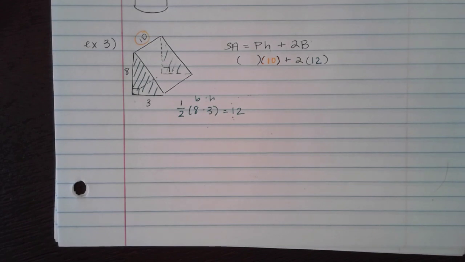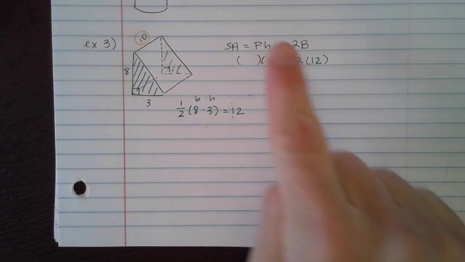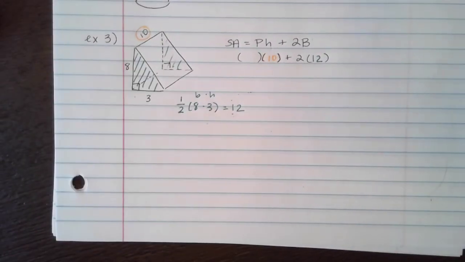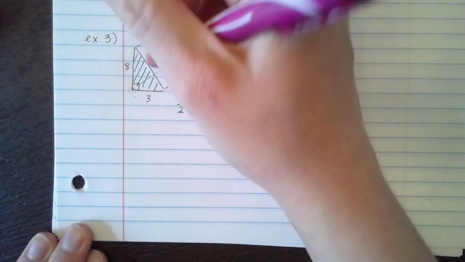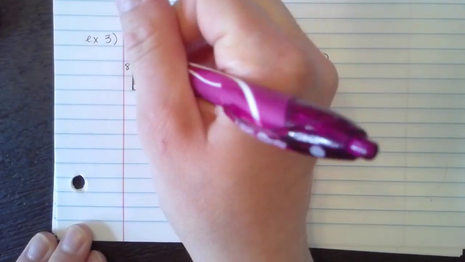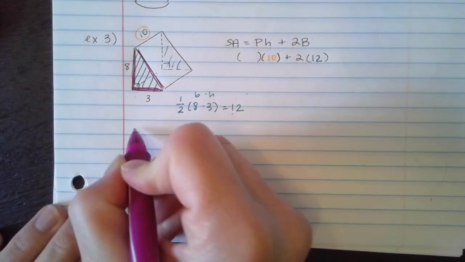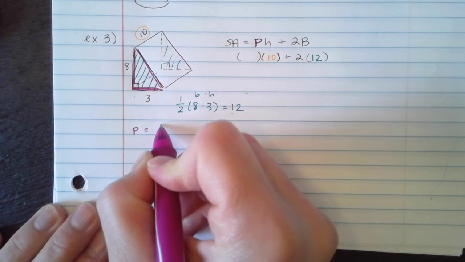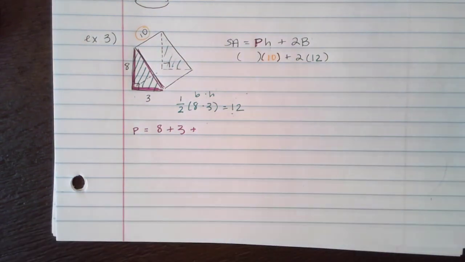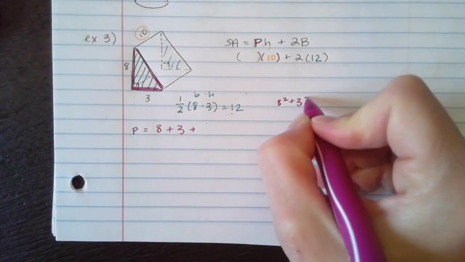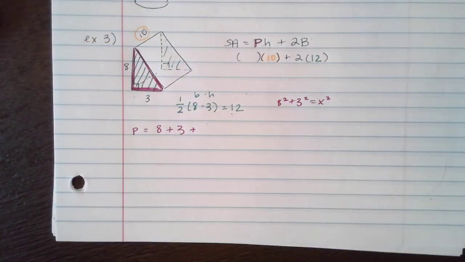And then the last thing we need to do is find the perimeter of the base. Take a second to figure out how you would do that. The perimeter in this case is 8 plus 3 plus something. How do I find this? You're going to use the Pythagorean theorem to find that. 8 squared plus 3 squared is equal to x squared. So take a second to do that.